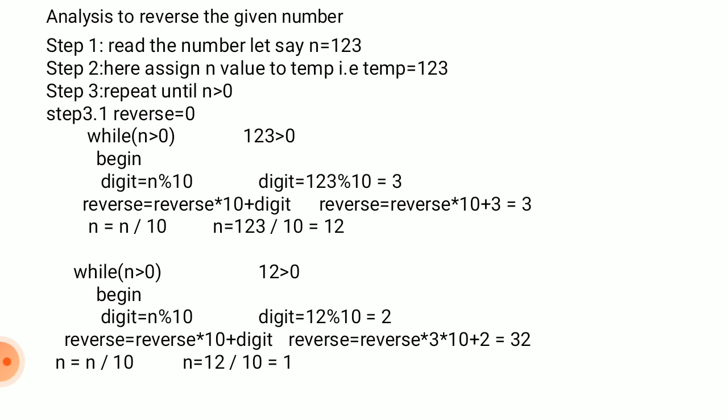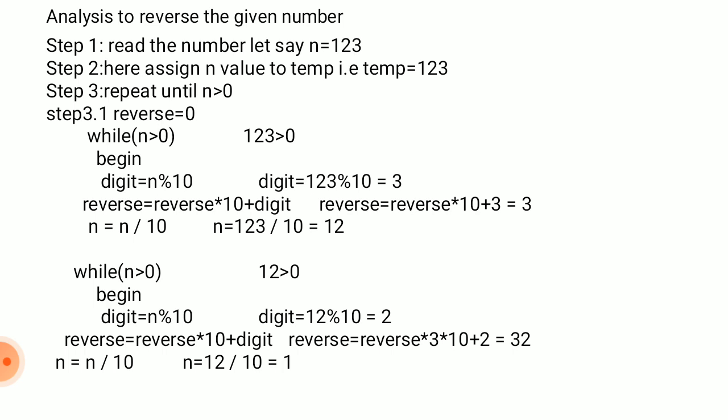Now in the second loop n is equal to 12. So 12 is greater than 0. Yes, 12 is greater than 0. Then enter into the while loop, meaning begin. In begin again there are 3 statements. So execute all these 3 statements. Again digit is equal to n mod 10. That is, now the n value is 12. 12 mod 10, so 12 divided by 10. 10 ones are 10. 12 minus 10 is 2. So 2 is the remainder, that is assigned to digit.